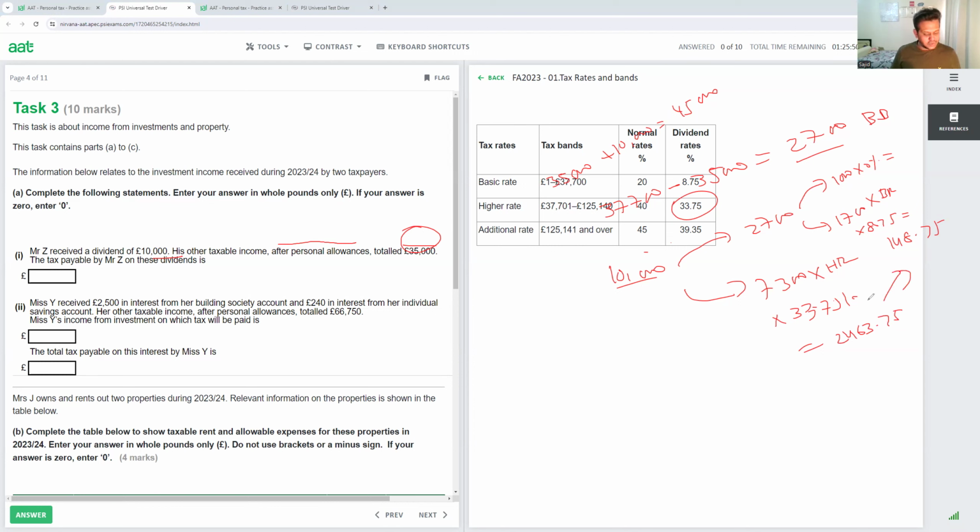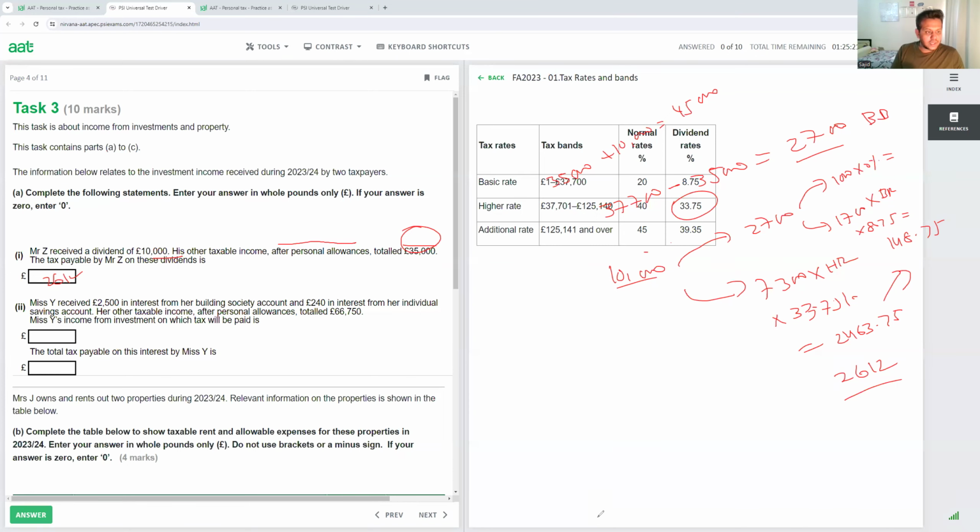We add these two. So 2,463.75 plus 148.75, and that gives me 2,612. Now, if the question says only the whole pound, you have to keep the whole pound. And if the question says round it up, we have to round it up. So 2,612. Do not forget the reference material. If you forget something, always come back to the reference material.